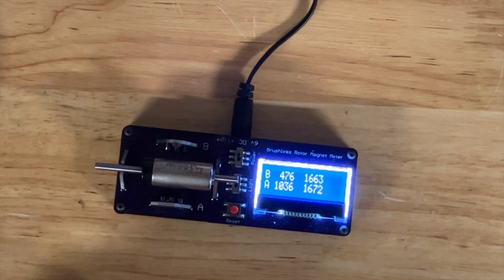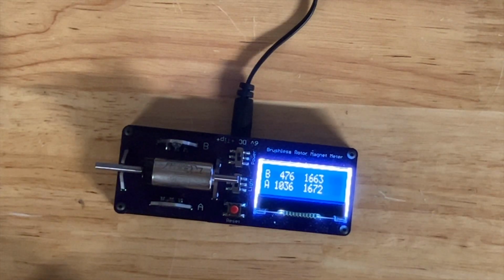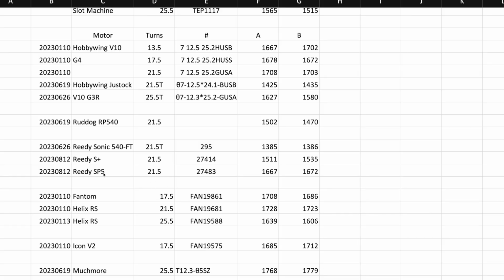And it's good strength. It's not the highest, not the lowest, but it's actually pretty good. I would say the closer to 1700, the better. And this one has it. We're gonna go ahead and compare it to, I'm gonna go ahead and show you the data table. Here are the rotors that I've tested so far, but the focus is going to be this Reedy SP5.